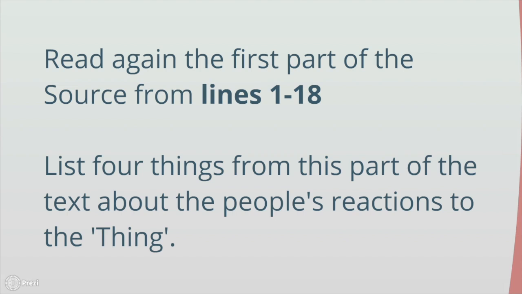And it says list 4 things from this part of the text about the people's reactions to the thing. Okay, so it's about people's reactions. So you need to find 4 things, and you can either quote or paraphrase, and this is worth 4 marks. So if you want to pause the video, I'm just going to provide some of the answers that you could have.